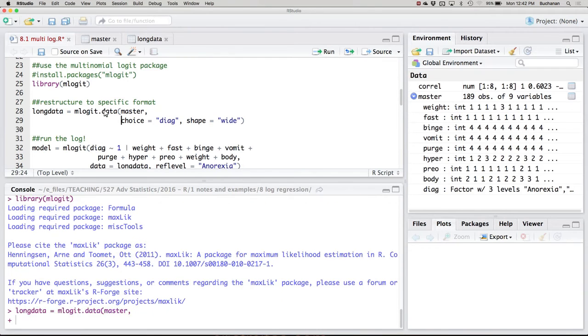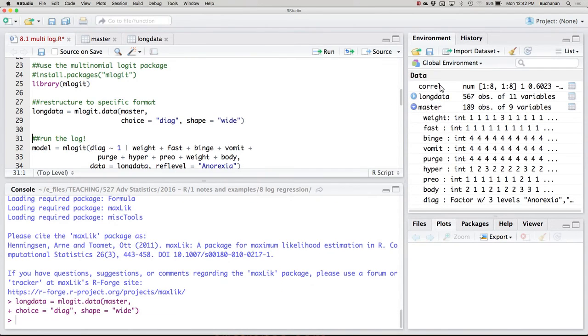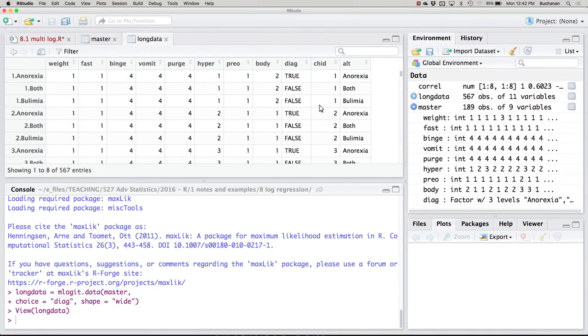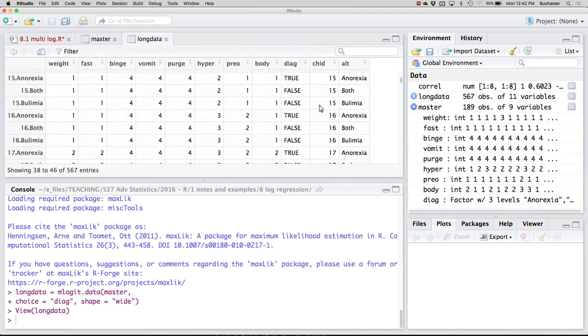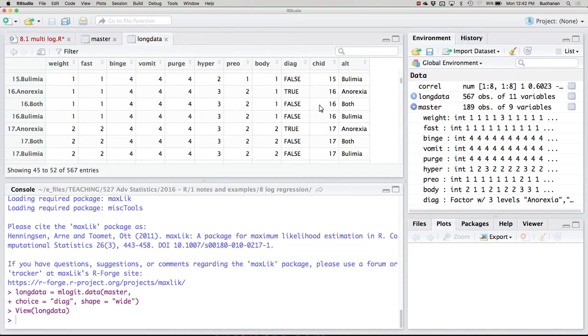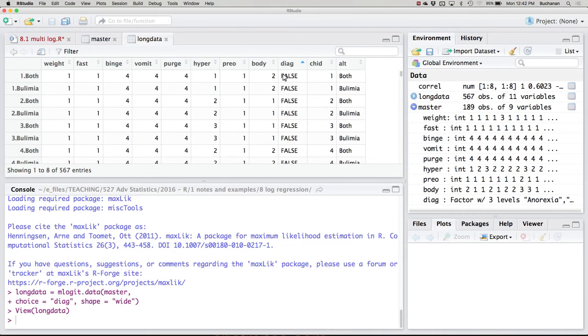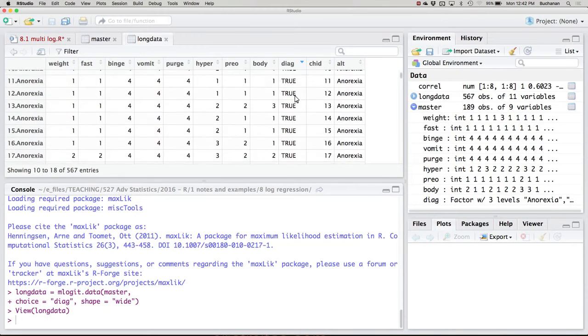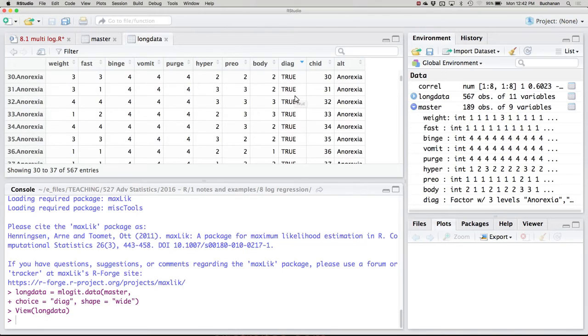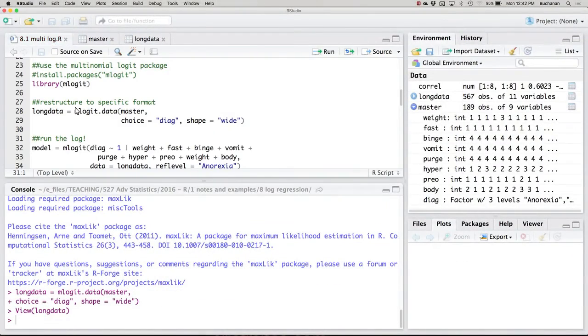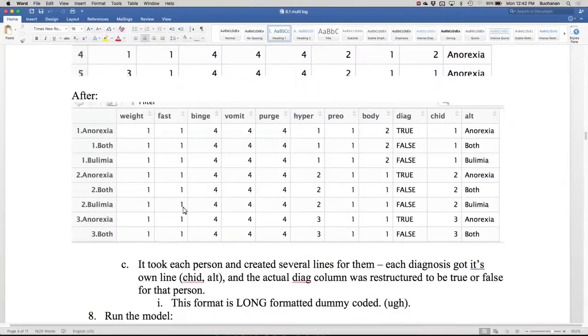All right, let's run that. So now I should have what I have in the notes here. So if we sorted diagnosis, we would see all the trues would be the original rows. And it just added a bunch of rows with falses and repeated them. Go back here.